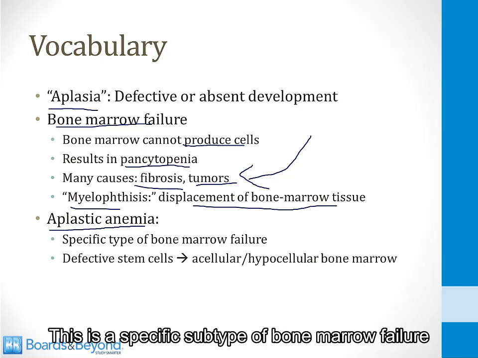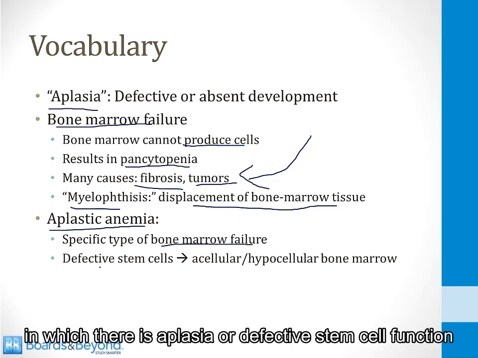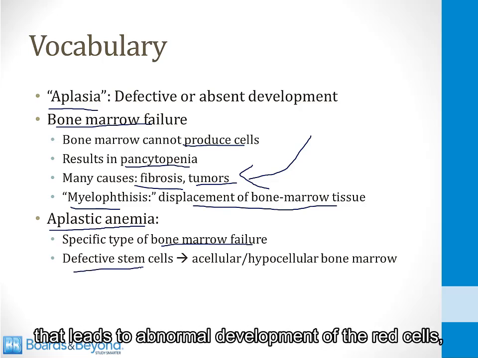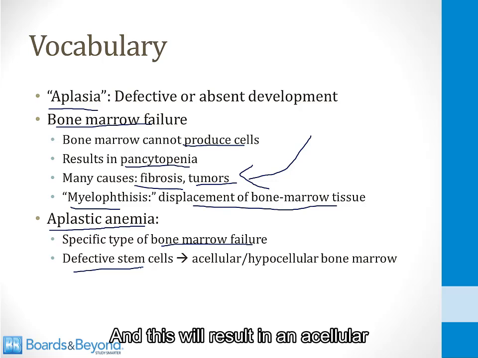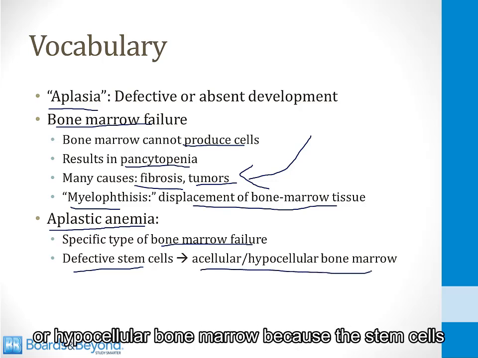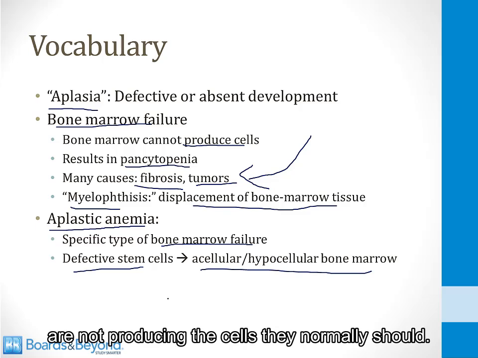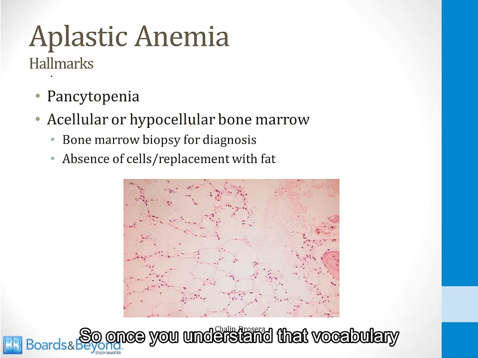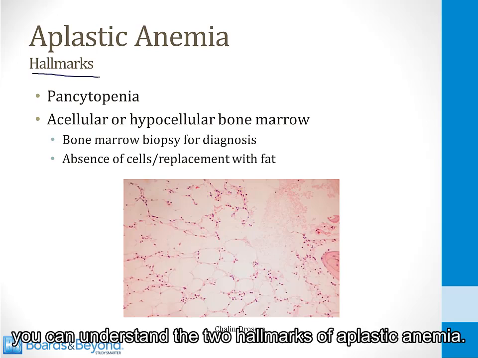This is a specific subtype of bone marrow failure in which there is aplasia or defective stem cell function that leads to abnormal development of the red cells, the white cells, and platelets. And this will result in an acellular or hypocellular bone marrow because the stem cells are not producing the cells they normally should. So once you understand that vocabulary, you can understand the two hallmarks of aplastic anemia.